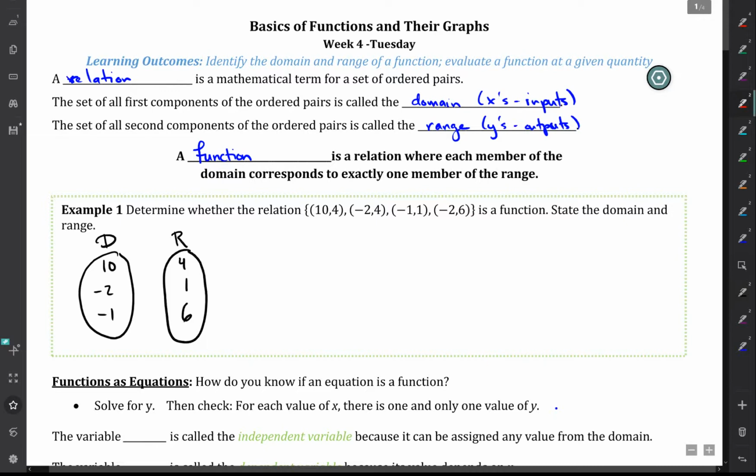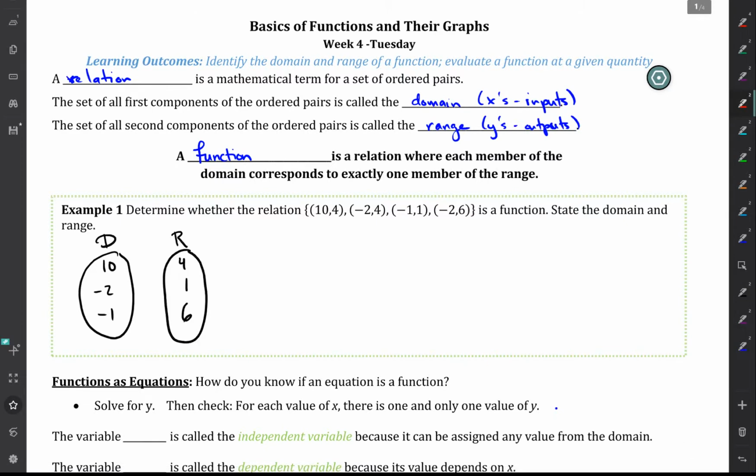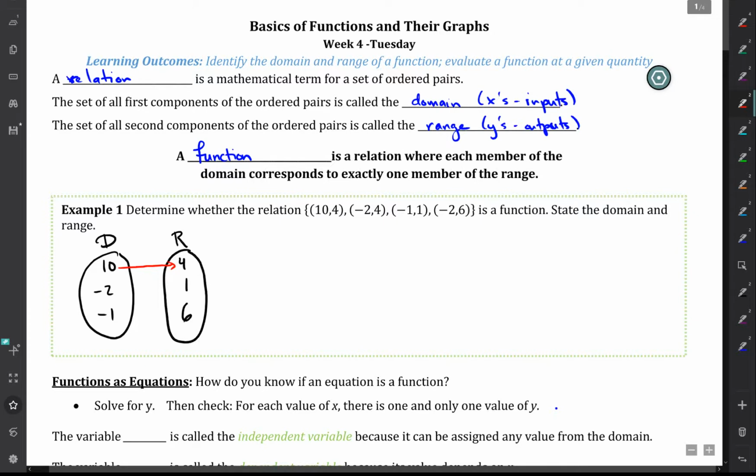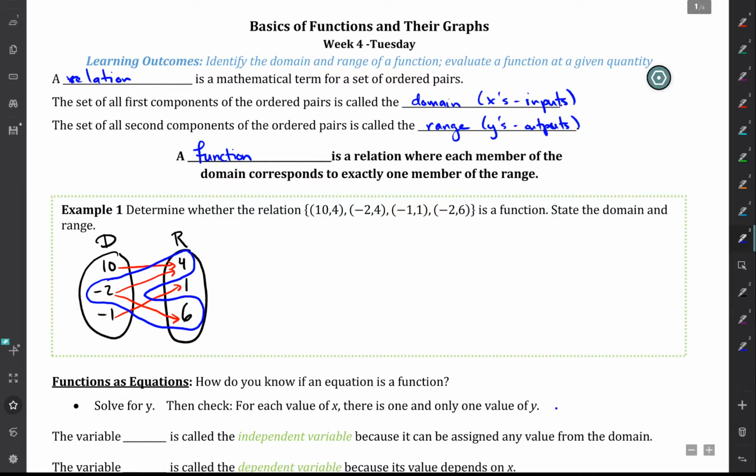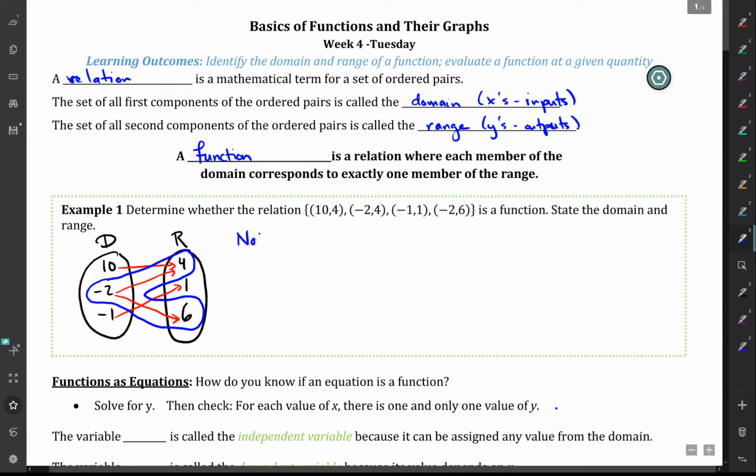And now I'm going to draw the lines connecting the inputs to the outputs. So 10 is connected to 4. Negative 2 is connected to 4. Negative 1 is connected to 1, and negative 2 is connected to 6. Okay, and based on this little part of the diagram, we can say that this is not a function. And that is because one input has two outputs.